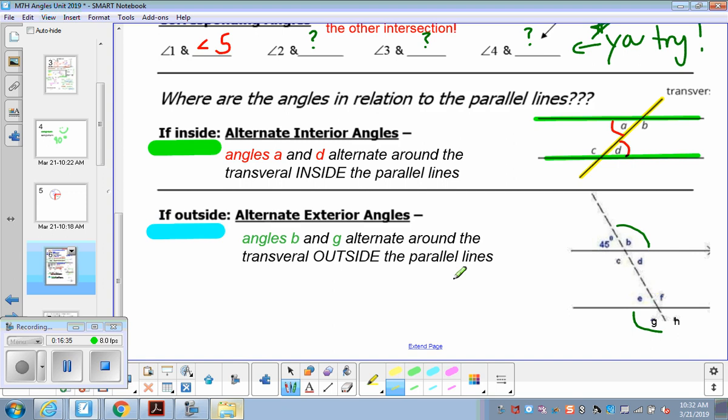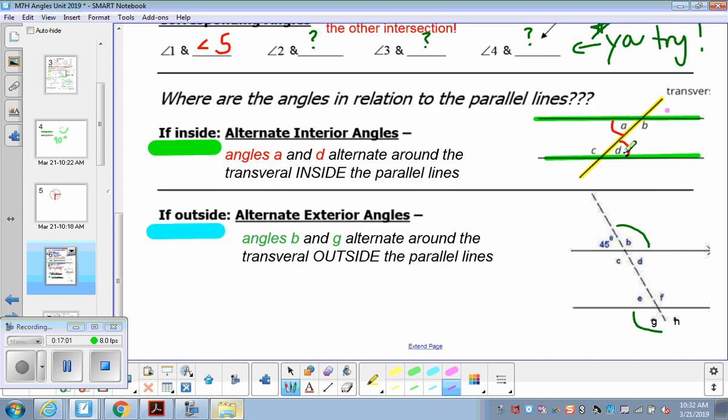So what the transversal does is it creates these angles, and angles A, B, C, and D are all inside the parallel lines. In pink, I'm going to put a dot for all the angles that are exterior. Those would be exterior angles, okay? So now we're going to focus on just the A, B, C, and D. Alternate means that they're going to be on alternating sides of the transversal.